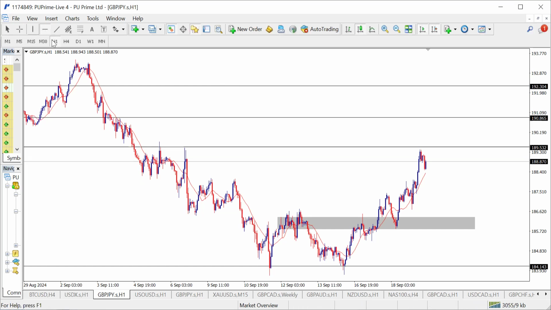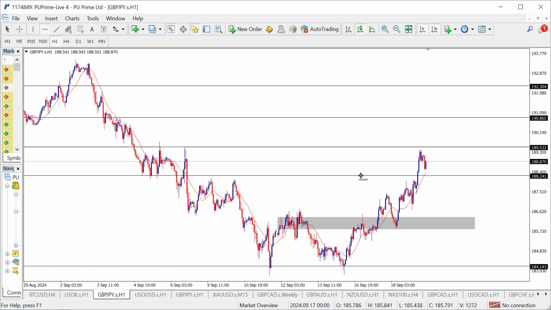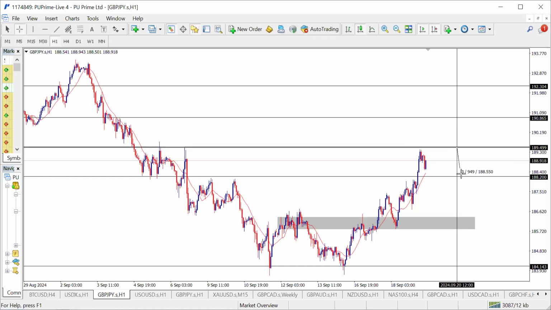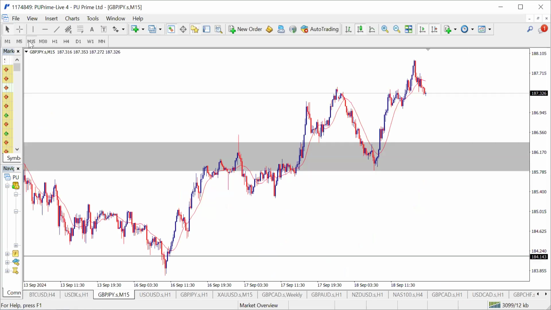Then SL. SL will be here. Let's have a look. That's about how much? Oh, 135 pips is too high. The risk at 15.